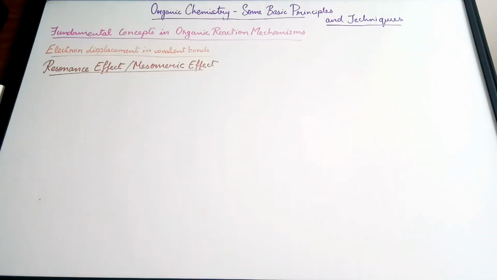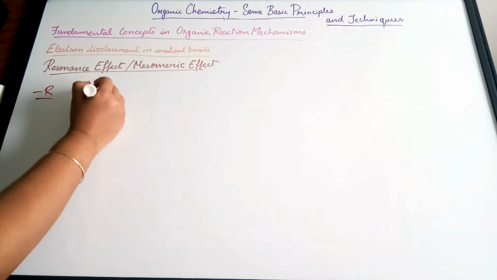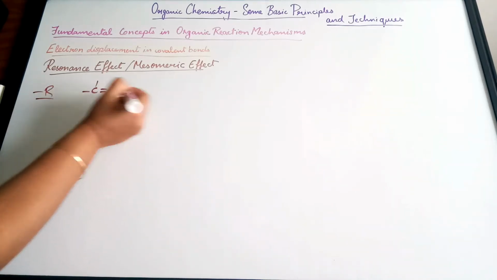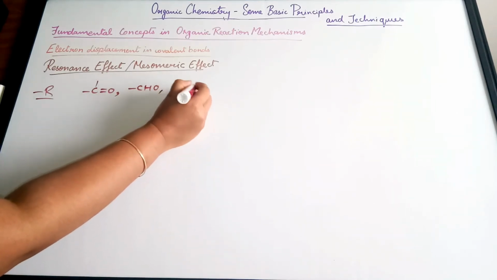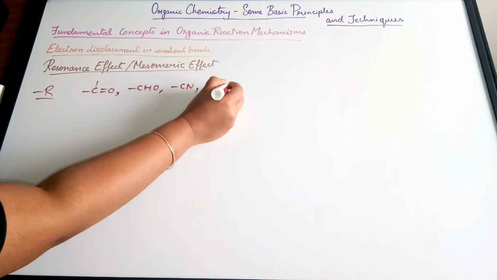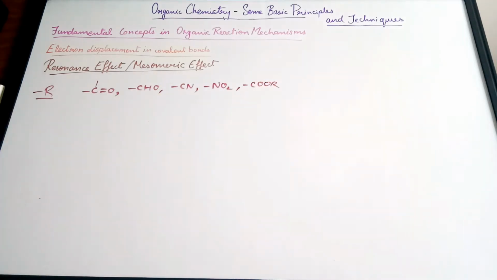So the groups which show minus R effect include carbonyl group, aldehyde group, cyano group, nitro, COOR. All of these groups show negative R effect because they withdraw electrons from the double bond. So they are electron withdrawing in nature.